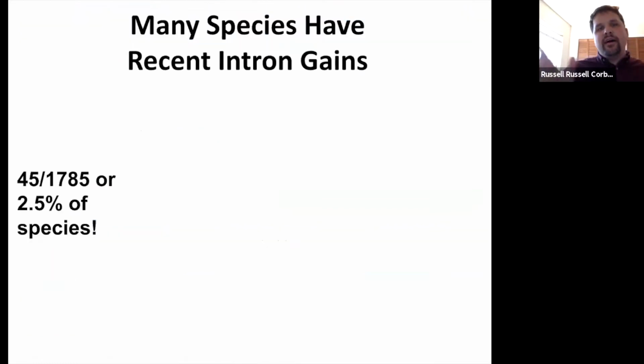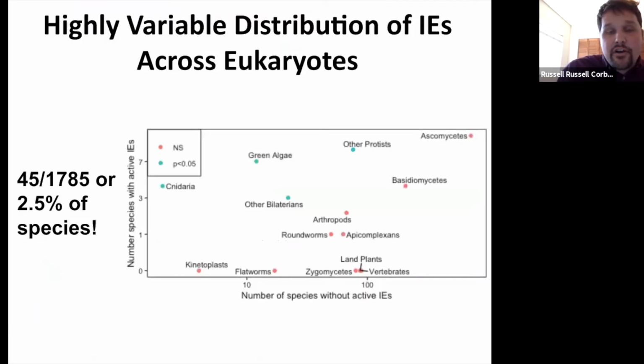Okay, so what do we find? We looked through a bunch of species. Of them, you find a good amount of recent intron gains driven by introner elements. So about 2.5% of all species that we looked at fall into this class. They're not randomly distributed. It's actually highly variable across eukaryotes.